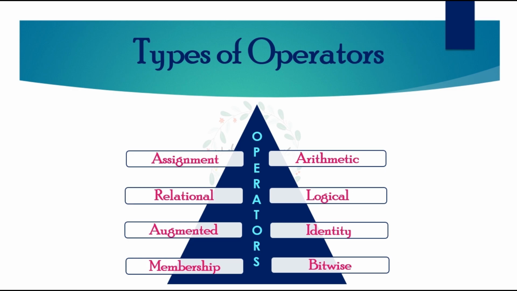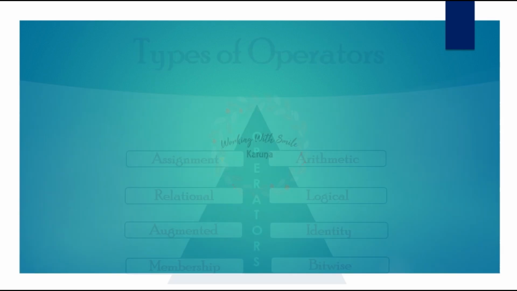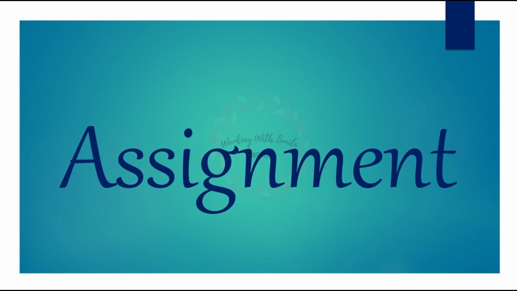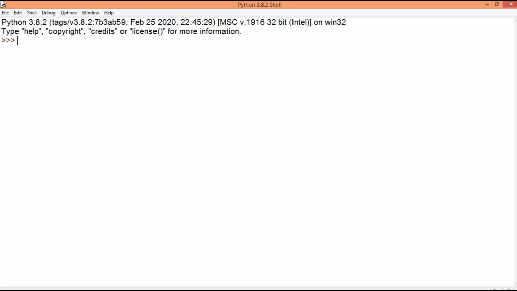Now let's learn about these operators one by one. First, we have assignment operator. Equal to is the assignment operator, which is used to assign value to the variable on the left hand side of the operator. So here 6 is assigned to variable A.